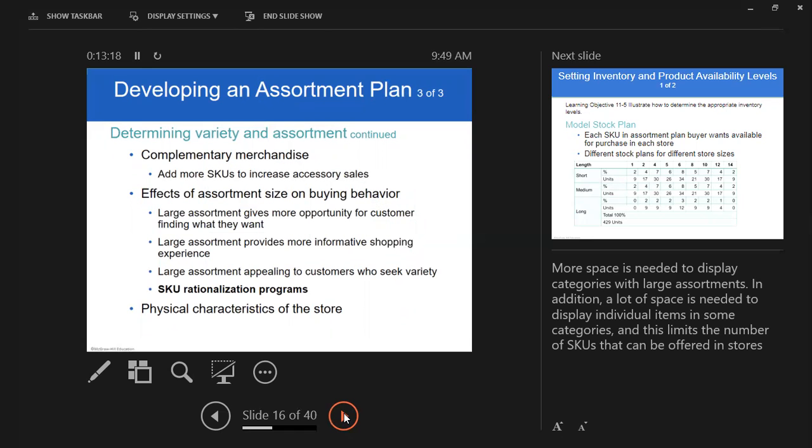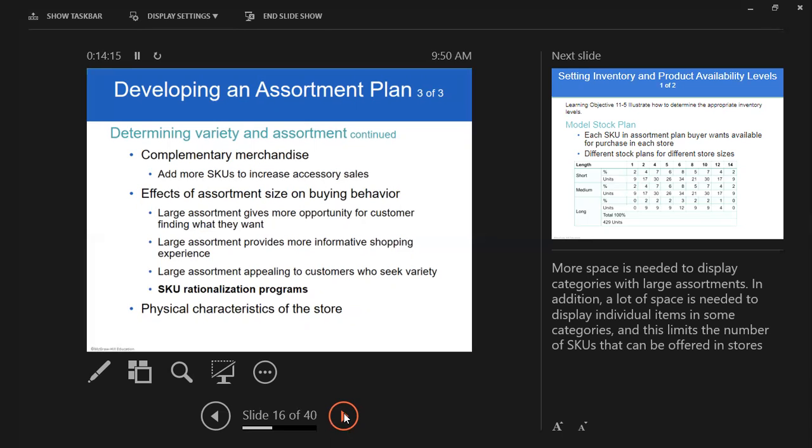And then determining variety and assortment. So complementary merchandise: here you are adding more stock keeping units to increase accessory sales. So you have more products on the shelf to complement the current purchase of your customer. Here you can look at some of the size of buying behavior. For example, a large assortment can give more opportunity for the customer. Say you want to buy cereal. I want to buy Coco Crunch, but at the same time I am also looking at Hardy Star. So I want to purchase these two products in that particular section or range of product offered. So you can have more alternatives provided to the consumer.